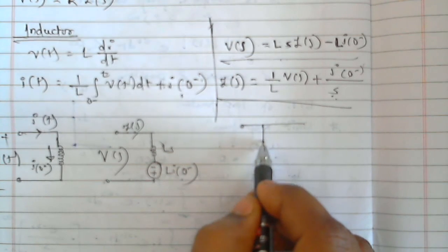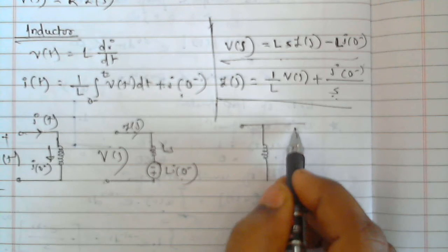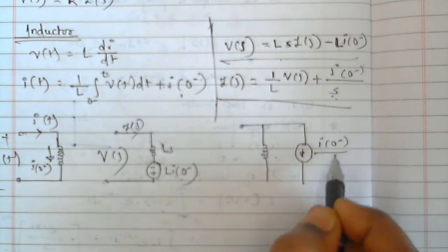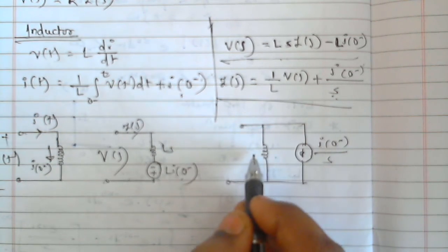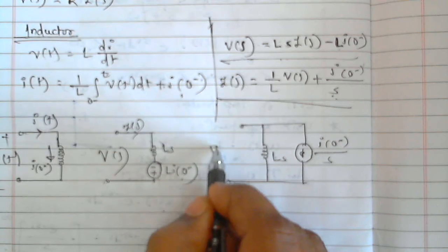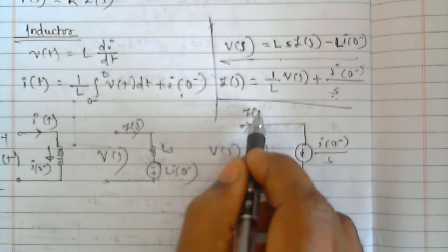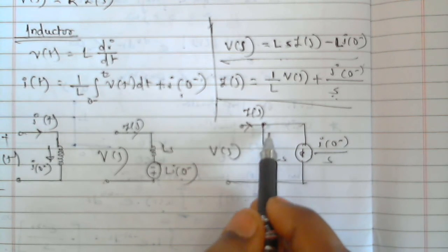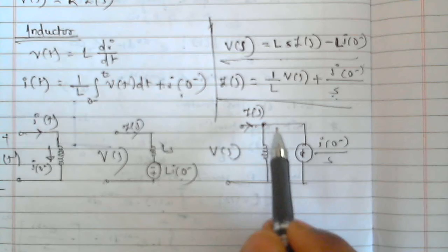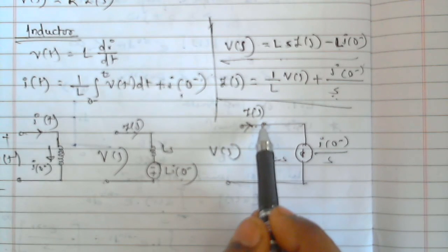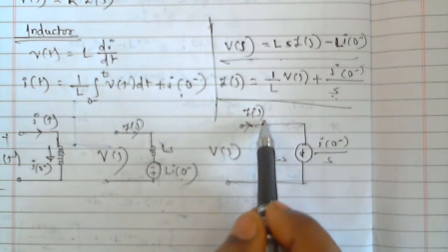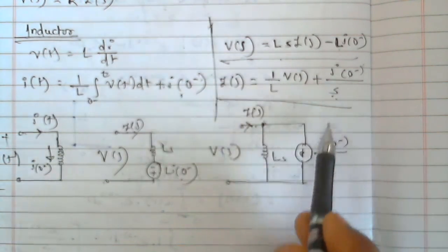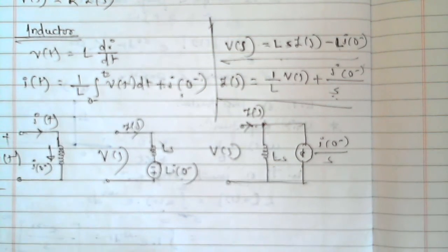For the current equation I can write it like this: I of 0 minus upon s. So Ls, this is V of s, this is I of s. Okay, so if I apply KCL over here, then you can see I of s equal to the voltage here divided by this inductor, that means V of s upon Ls, plus this current I of 0 minus by s. Okay, so I have written it for an inductor.